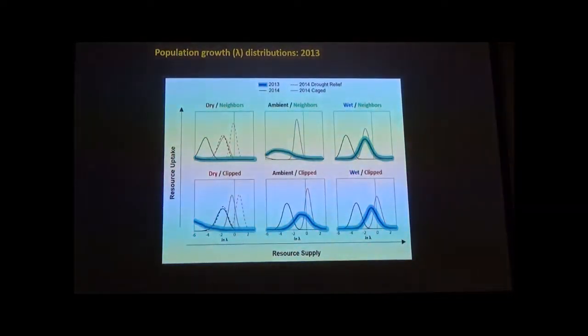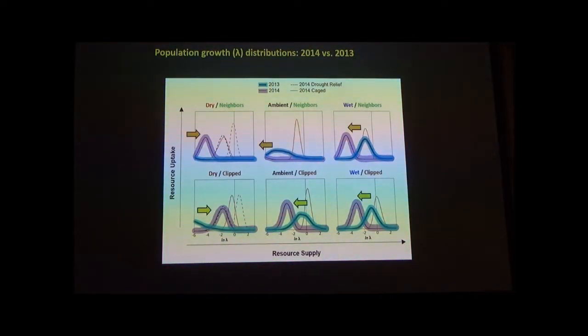So if we look now at what happened in 2014 compared to 2013, there's a pretty dramatic change. This is 2014 plots that were out in the open, exposed to herbivory. And I'll just put arrows in here to get a sense of what's going on. All of the ambient and wet plots were worse. The population growth rates were shifted much lower, yes, this way, much lower down. The communities were much less invasible. But it was the exact opposite for the drought plots, the dry plots. They were shifted much more positively.